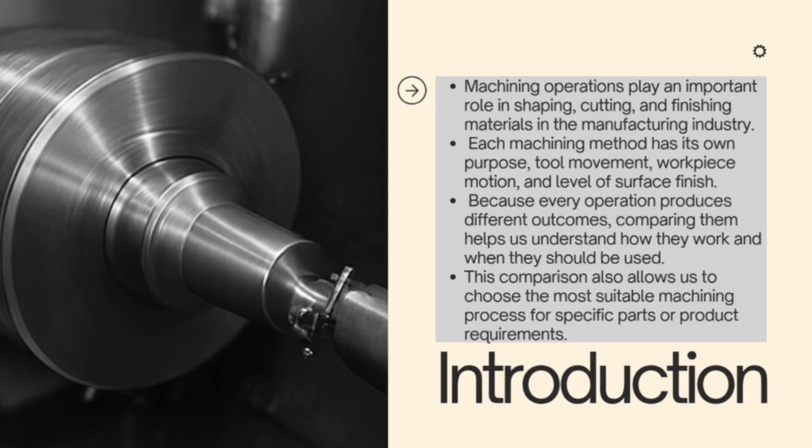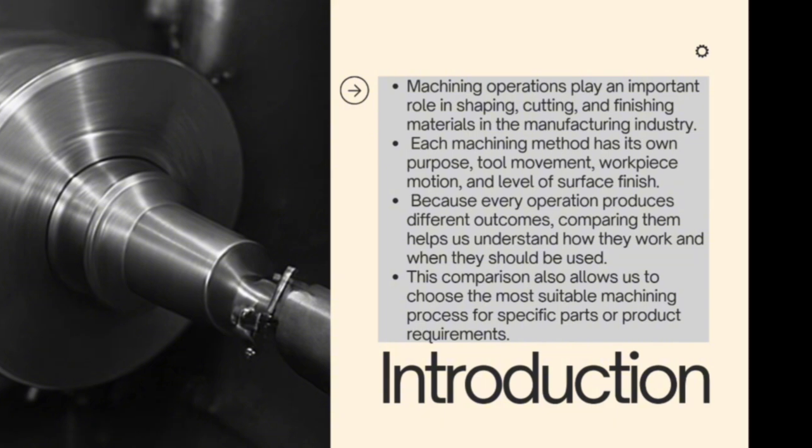Machining operations play an important role in shaping, cutting, and finishing materials in the manufacturing industry. So each machining method has its own purpose, tool movement, workpiece motion, and level of surface finish. Because every operation produces different outcomes, comparing them helps us understand how they work and when they should be used. And this comparison also allows us to choose the most suitable machining process for specific parts or product requirements.